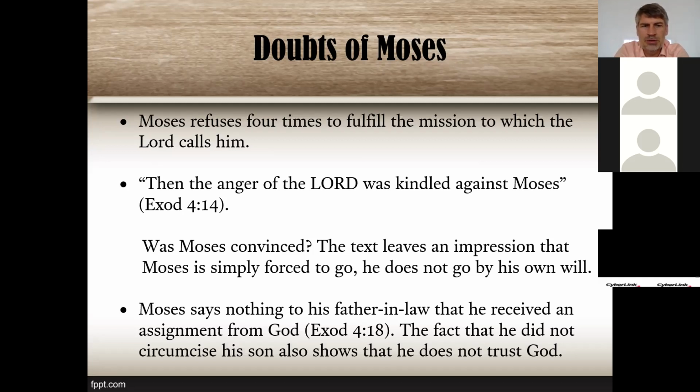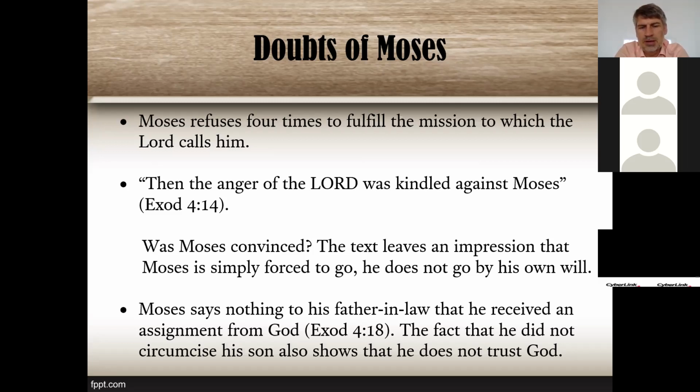And actually, even in the end, in chapter 4, when he agreed to fulfill the mission, he doesn't do it willingly, because we can see in Exodus chapter 4 and verse 14, the anger of the Lord was kindled against Moses. So Moses did it, but because he was forced to do it by God. So was Moses convinced? The text leaves an impression that Moses is simply forced to go. He doesn't go by his own will.